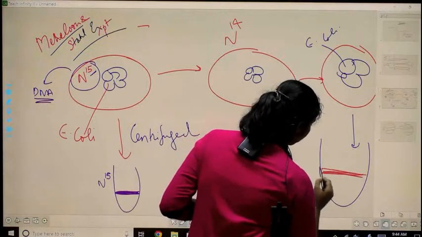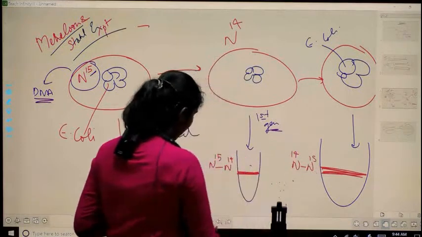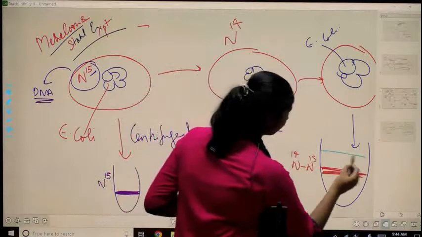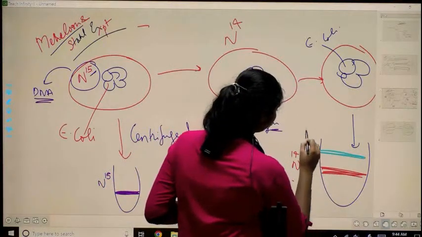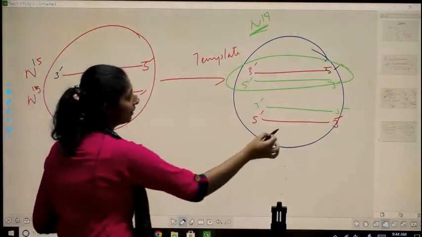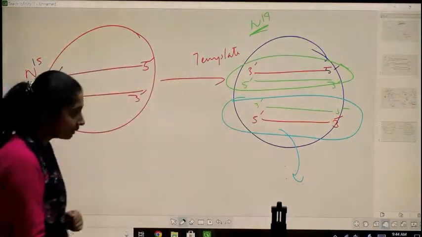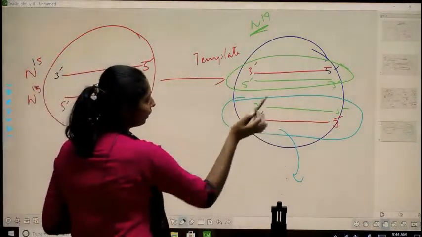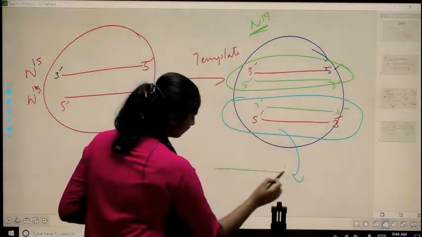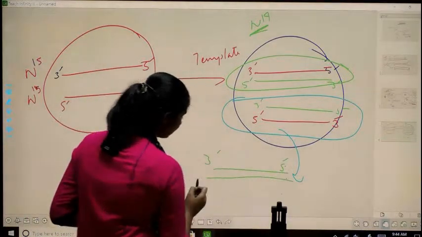They got a hybrid band that was N14, N15 band, and then they got a new lighter band, N14. So what might have happened? Again, when this bacteria is going to replicate itself, let's just concentrate on this part. When it will replicate itself, now both of them are going to act as the template. Now this strand will form again a new daughter strand.